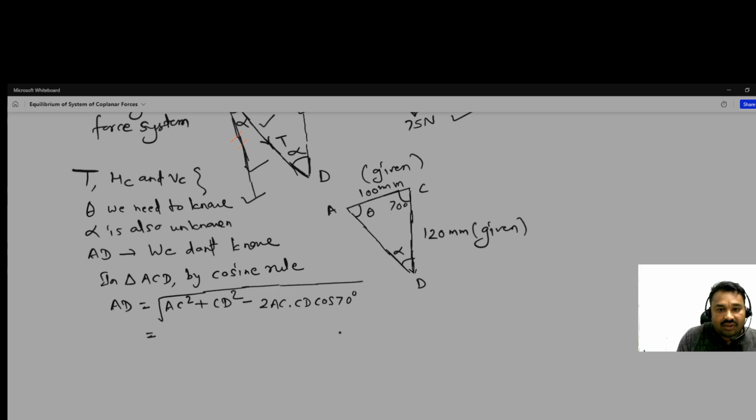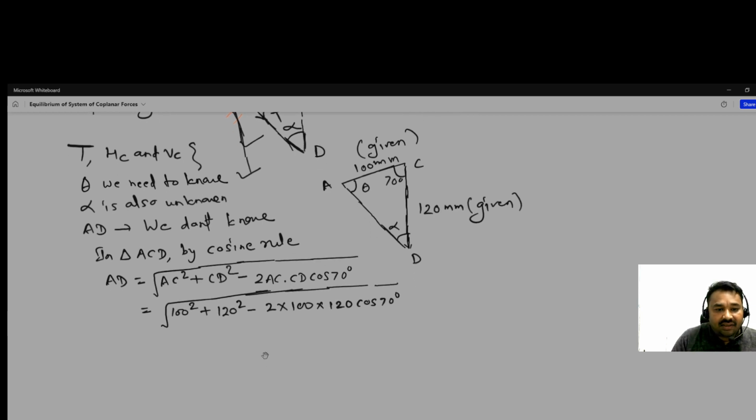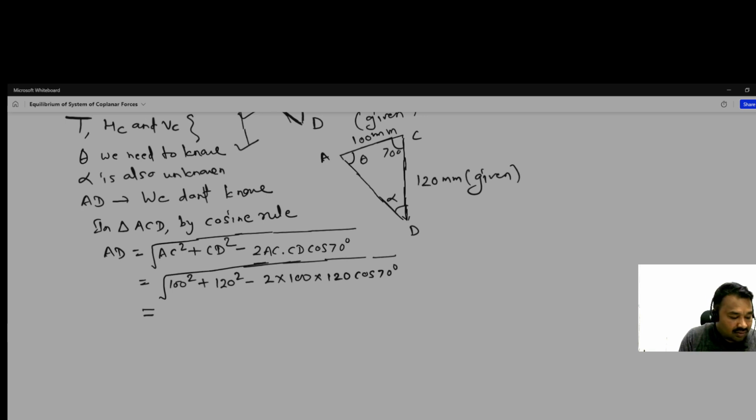Okay. So AC is equal to 100 square, and CD square 120 square minus 2 multiplied by 100 multiplied by 120, then multiplied by cos 70. So by solving it, what we get? We get 127.25 mm. Okay, so AD is now known.